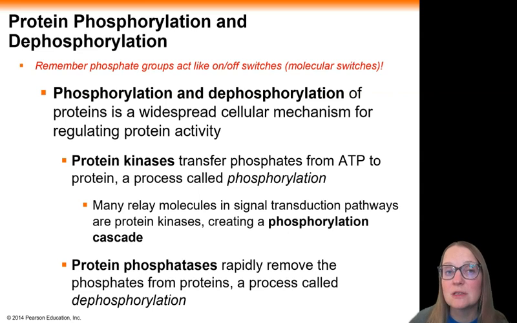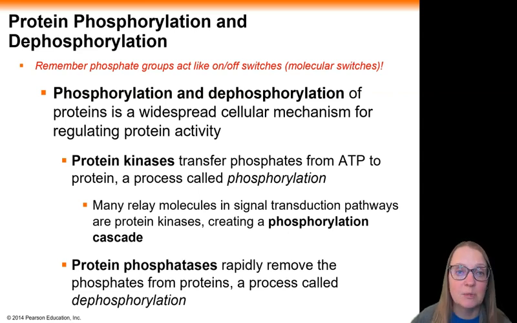Now, how does one of these relay molecules get activated? Well, sometimes we can employ what are called phosphate groups, right? This should ring a bell. We've talked about phosphate groups before. We've talked about how they can function like molecular on-off switches, right? And so here's a great example where some of those relay molecules can have a phosphate group added to them or taken off to activate or deactivate the molecule.